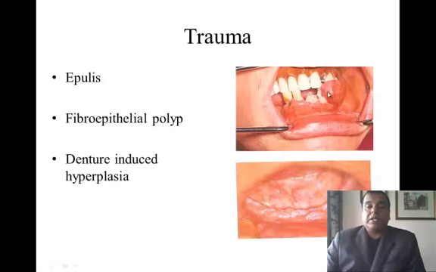Epulis, which is a swelling of the gingiva, can be apparent because of local irritants and or trauma, or a fibroepithelial polyp, which is an epulis not on the gingiva, or denture-induced hyperplasia, with an ill-fitting denture causing overgrowth of the mucosal tissue. And again, in this situation, removal of the traumatic episode and or irritant, and then possibly excision of the epulis will lead to good resolution.